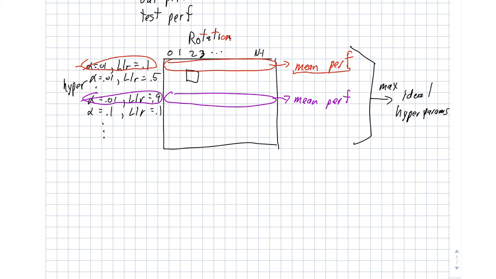One might also care about other kinds of statistics. We might care about what the median is. We might care about what the min performance is. It depends on what kind of problem we're trying to solve, but the typical thing, and the thing that we always do in my lab, is to compute the max across all of these mean performance metrics.